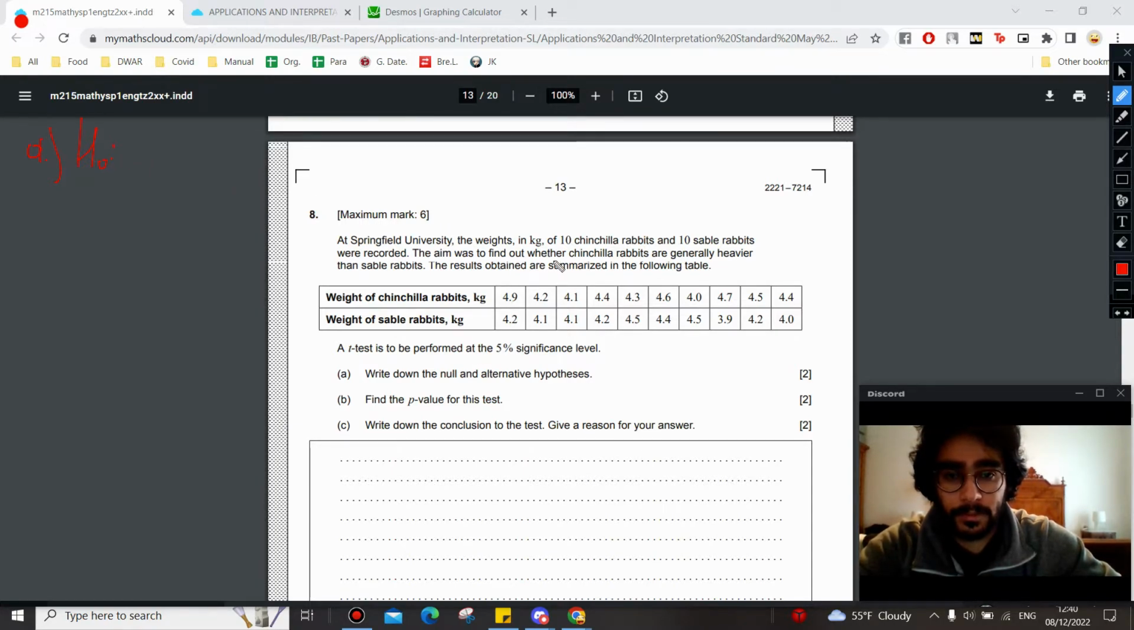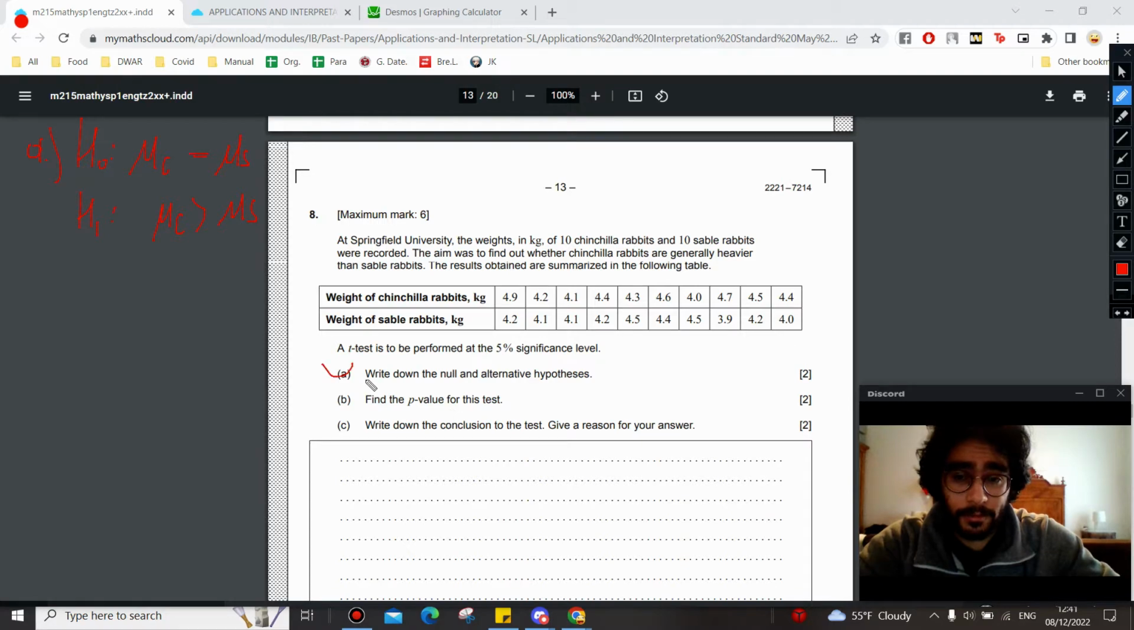that the mean of the weights of the chinchilla rabbits is equal to the mean of the sable rabbits. That's our null hypothesis. That's what's assumed at the beginning, without any alternative way to look at it. So MC will be equal to MS, let's say, chinchilla and sable rabbits. But your H1 will be different. It says the aim is to find out whether chinchilla rabbits are generally heavier. So MC will be bigger than MS. Okay, that's part A.